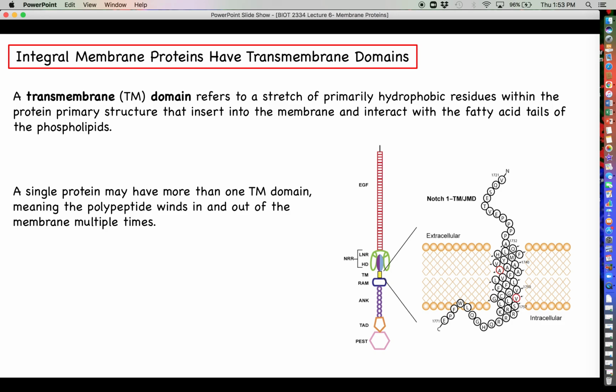So a single membrane protein may have just one transmembrane domain that goes through the membrane once, or some of them may have several of them, in which case the protein will appear to wind in and out and in and out of the membrane several times, one for each transmembrane domain. An example of one of these that we will look at later are called G protein-coupled receptors. We'll look at them later, but they, as a shining example, actually have 7 transmembrane domains, meaning that the protein winds in and out of the membrane a total of 7 times.